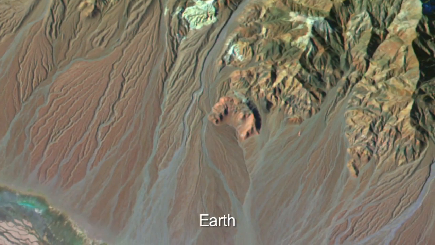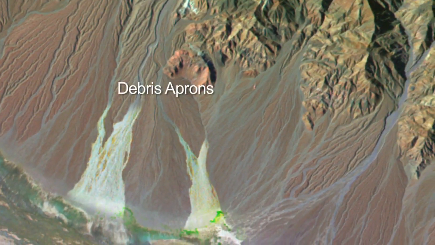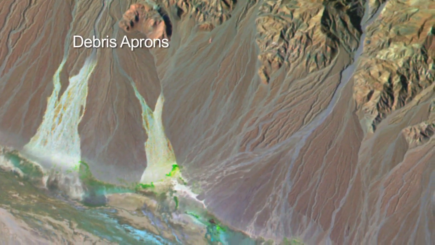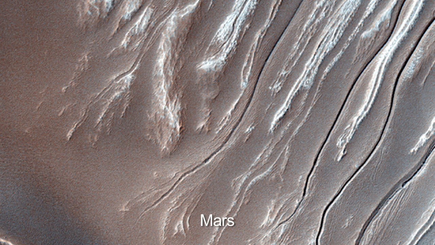A lot of features on the Earth that are similar, you end in a debris apron because stuff has been moved from the top to the bottom. But these don't have the apron, they just have a pit at the end. And so we were wondering how they could form.